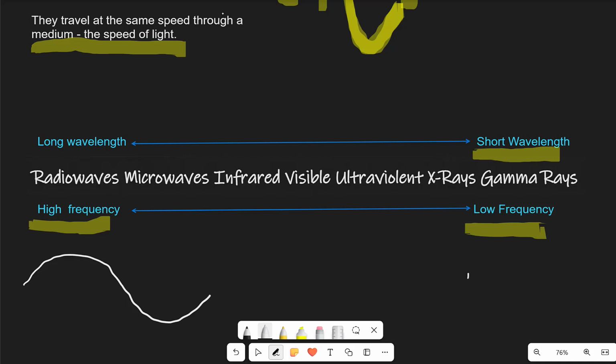On the other hand, if we had a really short wave, really short wavelength, then we're going to have a really low frequency because it will take very little time for one cycle to be completed.